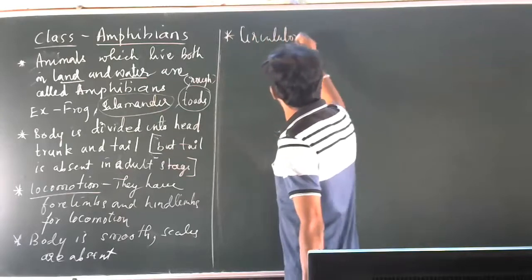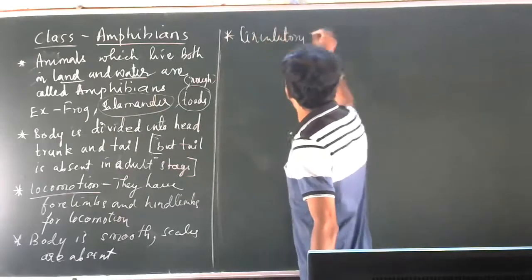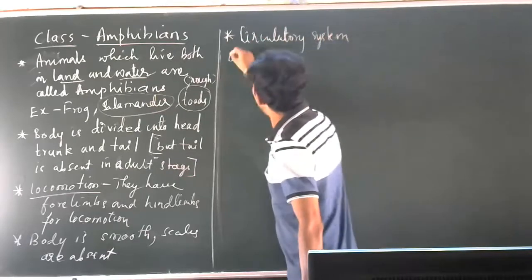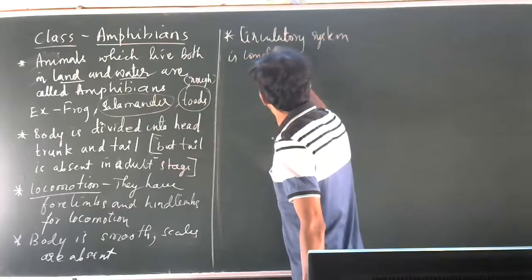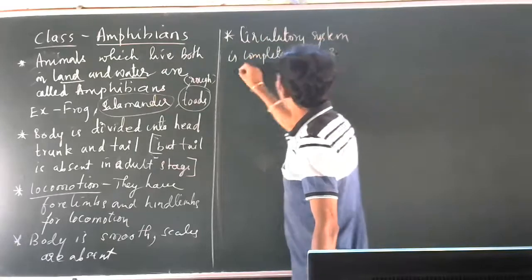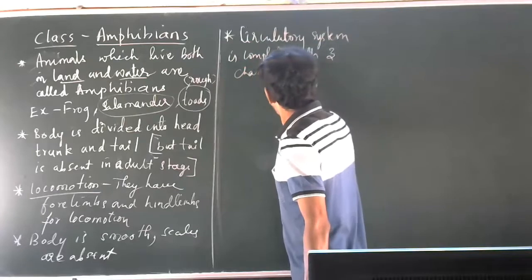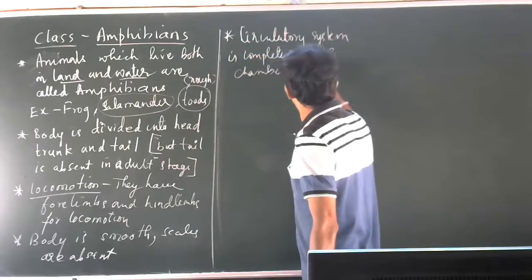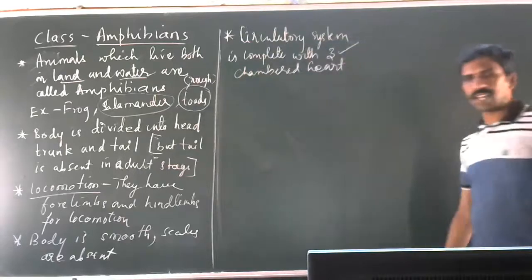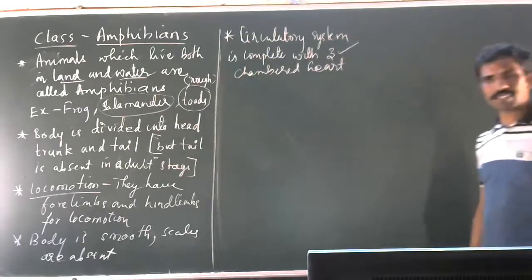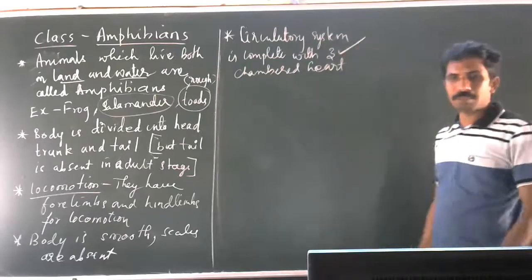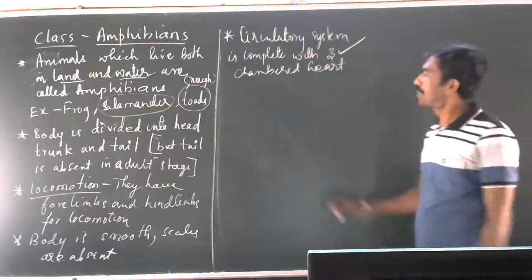Circulatory system is complete with a three-chambered heart. Three-chambered heart, an identifying fact. Two auricles and one ventricle will be there. So blood is pumped by a three-chambered heart.